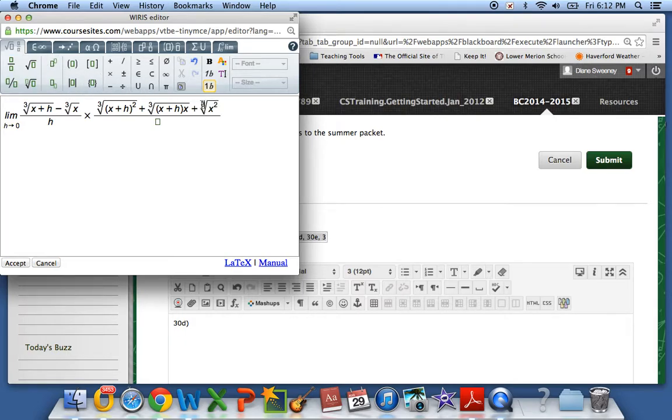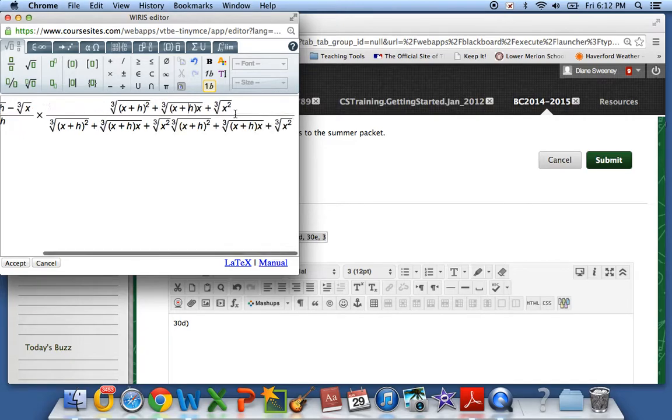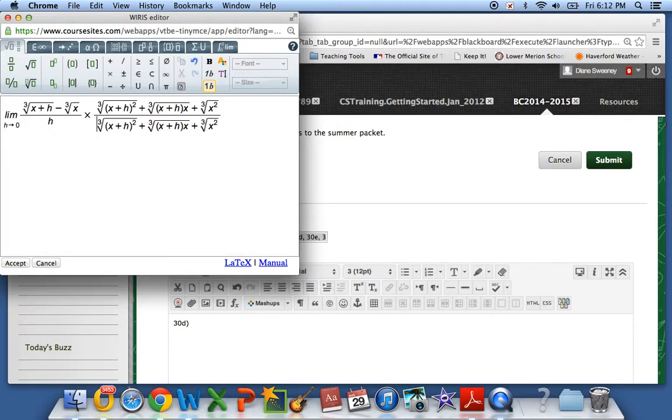And this is the hardest part of the whole problem. And we're going to multiply by this on the top and bottom. So I'm just going to copy, and the normal Apple C, Apple V. Sometimes you have to do it twice or just wait. Okay, there we go. Good. Pays to be patient.